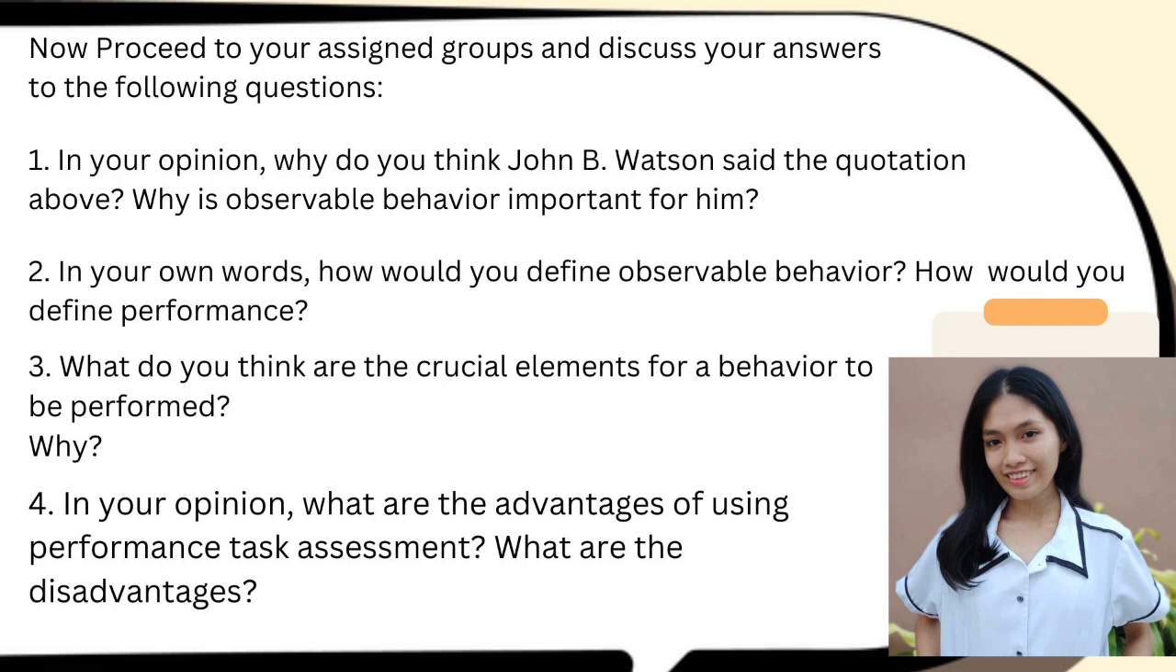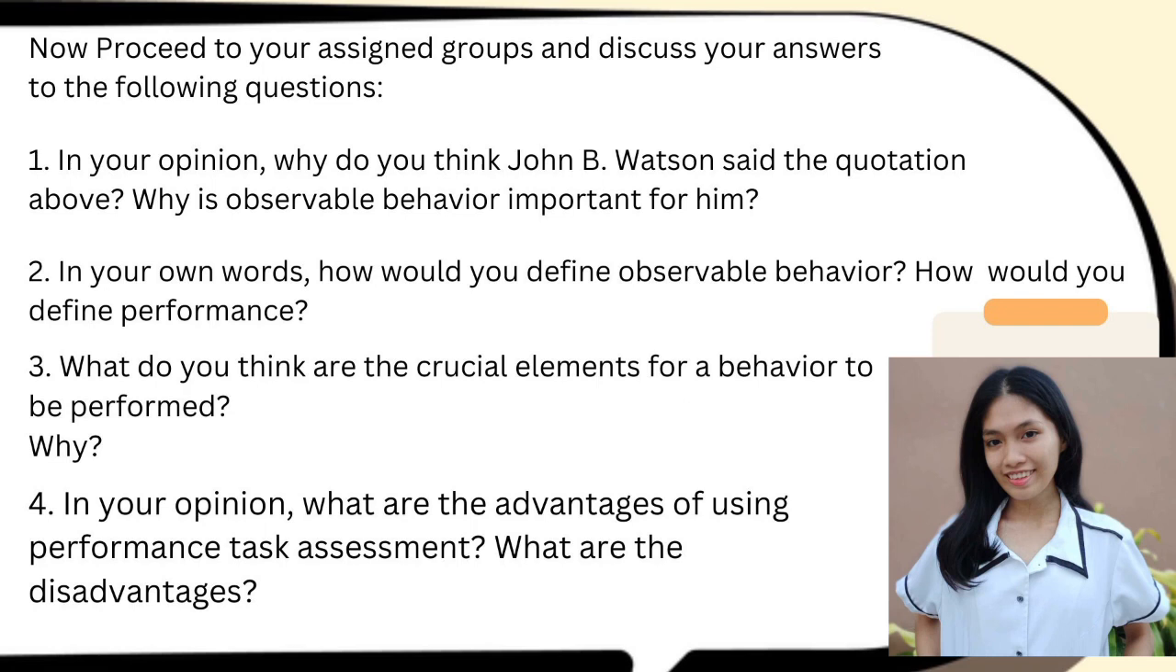Pangalawa is, in your own word, how will you define observable behavior? How will you define performance? So, observable behavior refers to reactions or responses that can be directly seen, heard, or otherwise measured by an observer. So, kasama dito ay yung mga visible or audible action that can be objectively observed and recorded. On the other hand, yung performance refers to the execution of a task or activity that demonstrates a person's skills, abilities, and competence in a specific area.